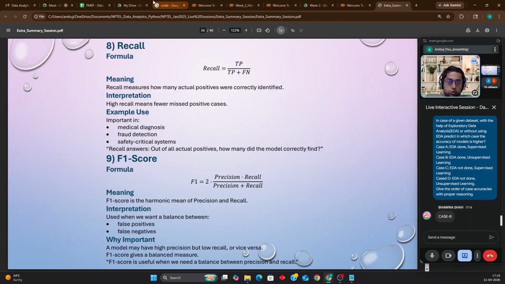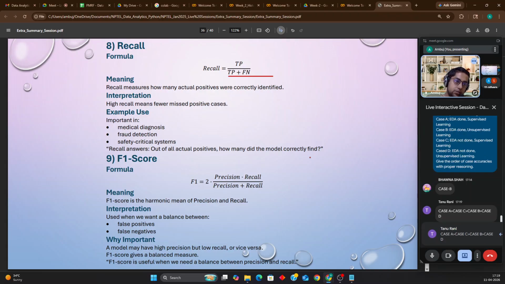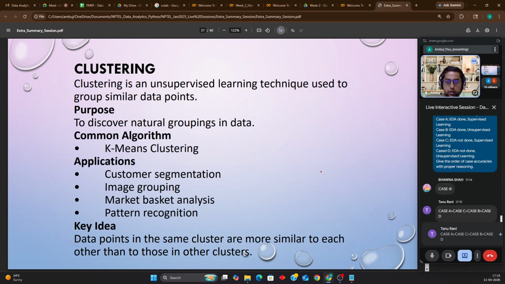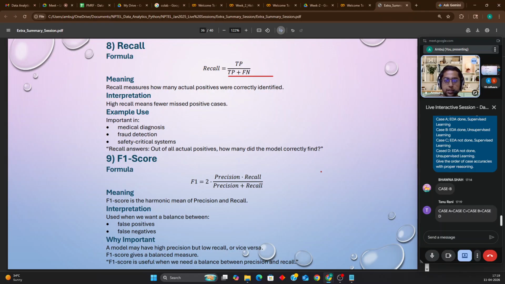Recall is true positive divided by true positive plus false negative. F1 score is 2 multiplied by precision times recall, divided by precision plus recall. Various things are there; you can read the actual meaning here. Recall measures how many actual positives were correctly identified. The F1 score is the harmonic mean of precision and recall, and it is used when we want a balance between false positives and false negatives.